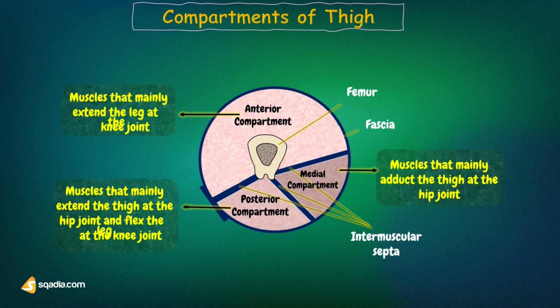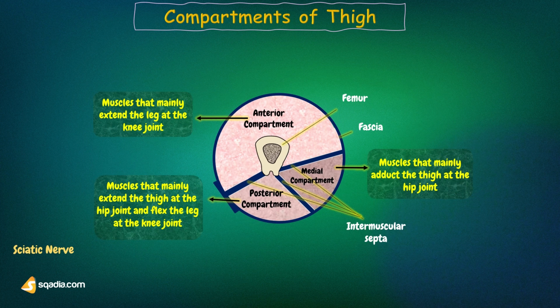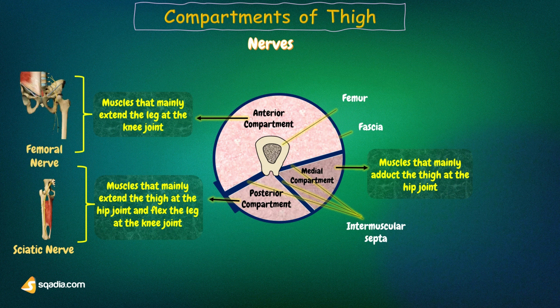The nerve innervation of the muscles of the three compartments is also different. The sciatic nerve innervates muscles in the posterior compartment of the thigh. The femoral nerve innervates muscles in the anterior compartment of the thigh, and the obturator nerve innervates most muscles in the medial compartment of the thigh.